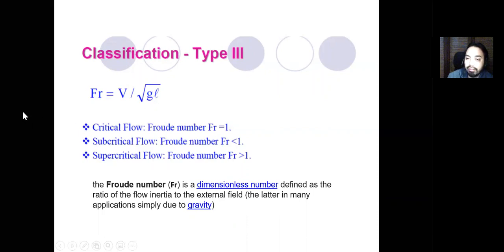So we can divide this into critical flow, where the Froude number equals 1, subcritical flow, where the Froude number is less than 1, and supercritical flow, where the Froude number is greater than 1. The Froude number is a dimensionless number defined as the ratio of the flow inertia to the external field, in this case usually simply gravity like this one.